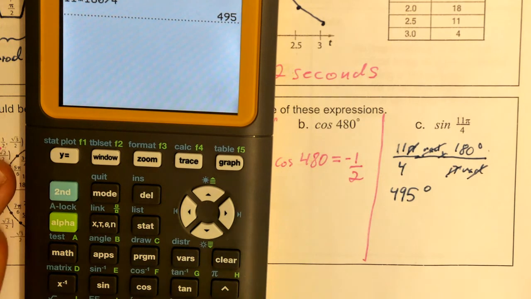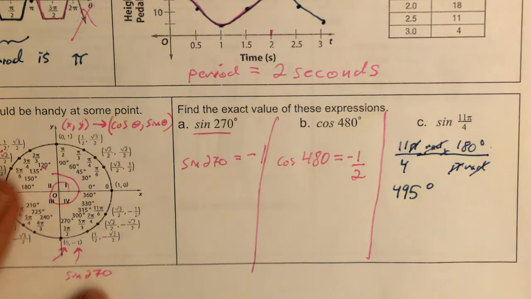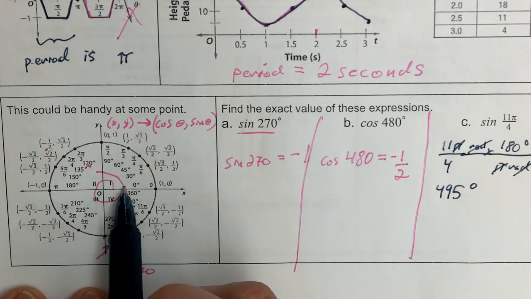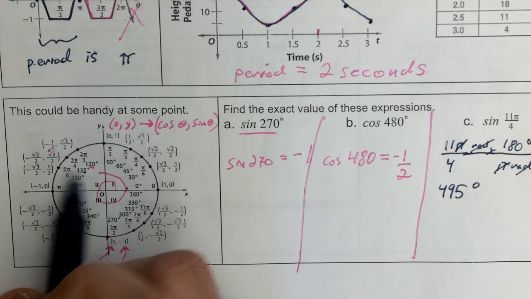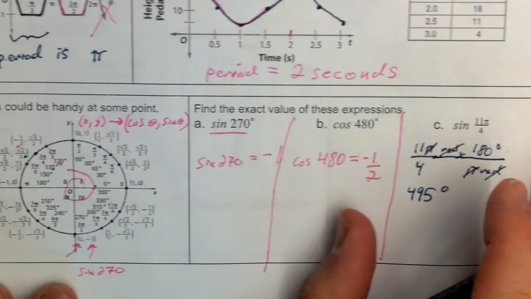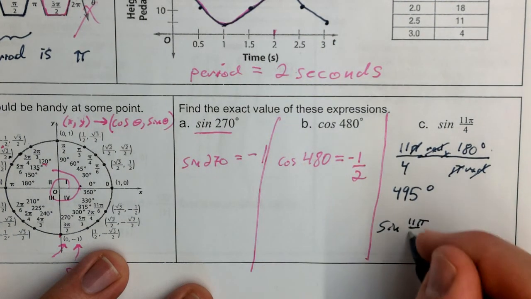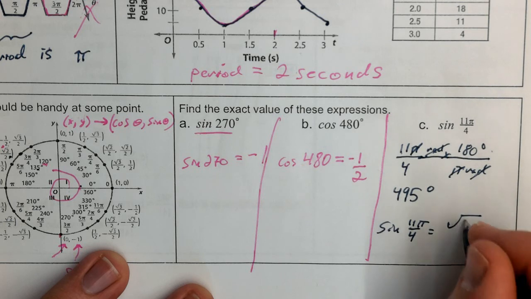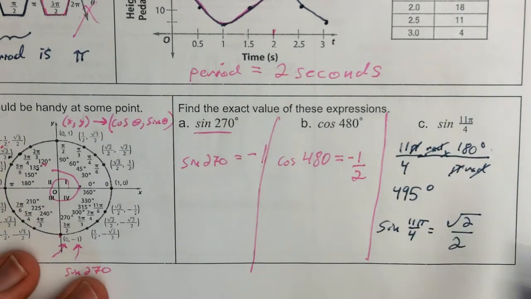Okay, so if we take 495 and take away a full circle, that'd be 135. So I come over here to the unit circle, all the way around to 360, plus another 135, to get to here, and we want to know the sine. The sine would be the y-coordinate, which is root 2 over 2. So we can write that sine of 11 pi over 4 is equal to the square root of 2 over 2.